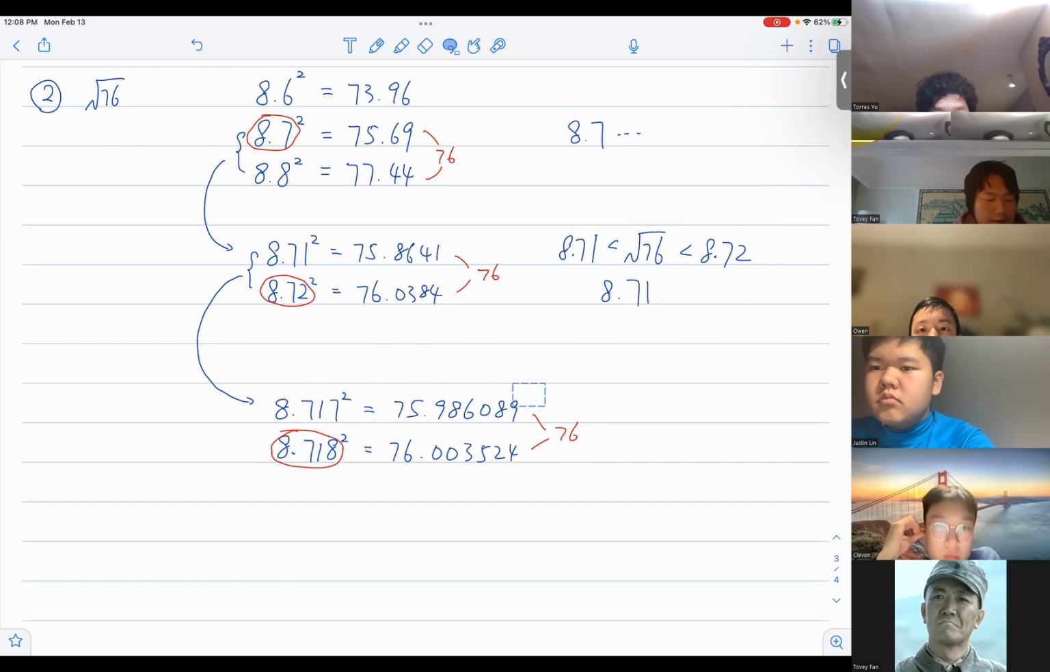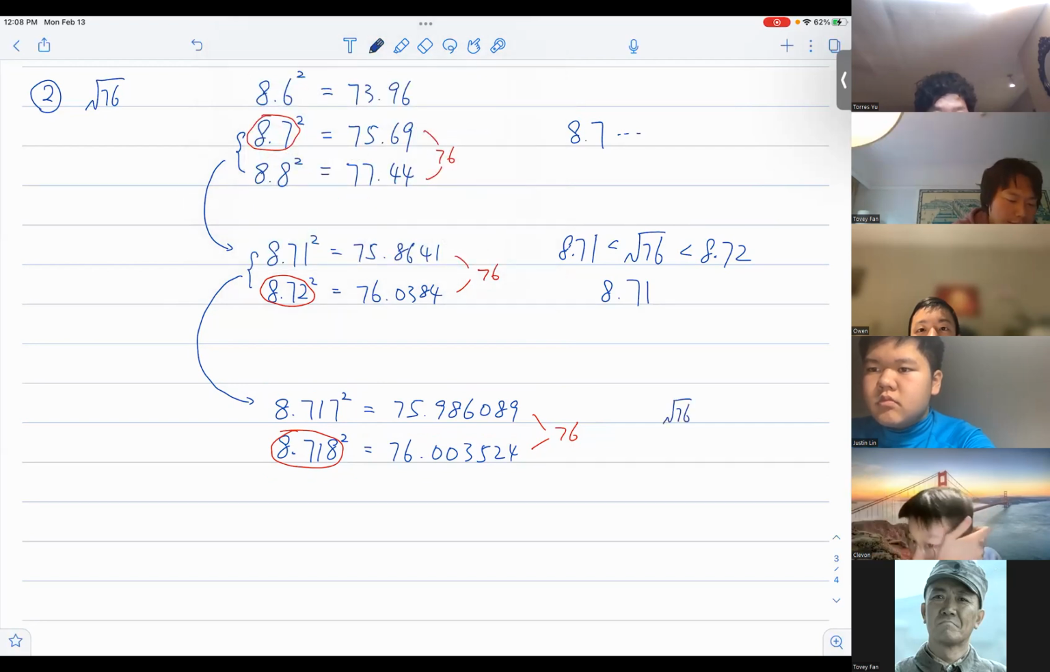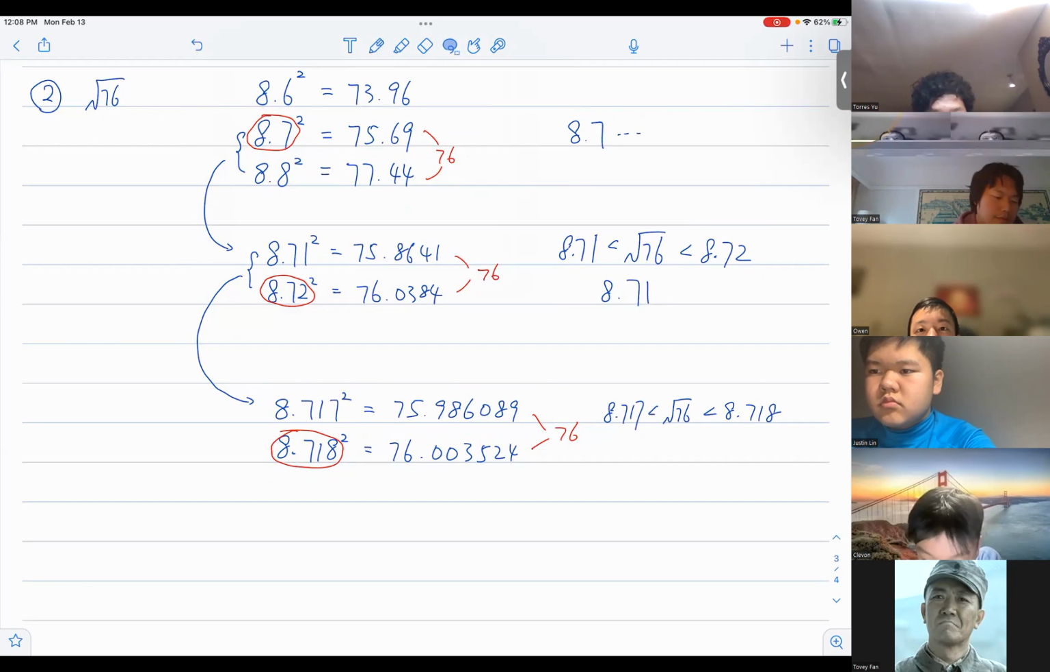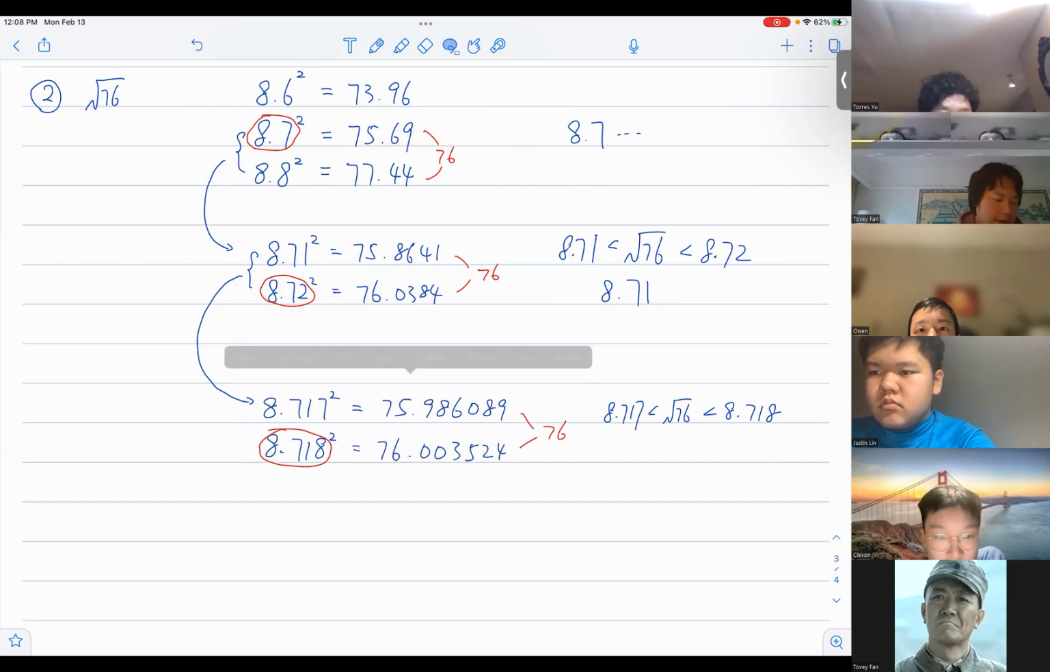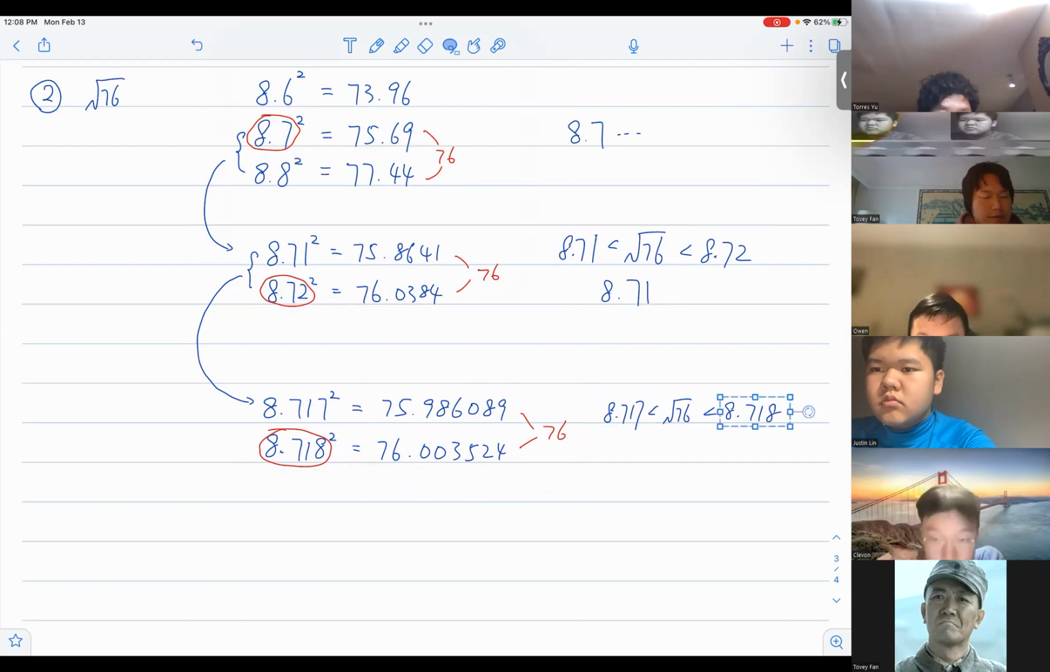You're gonna find two numbers. You go from 75 point something and then 76 point something. So that means √76 is between them. So again, here it tells us that √76 is less than 8.718 and greater than 8.717. Right? Okay? Because literally those squared, one is less than that, the other one is greater than that.